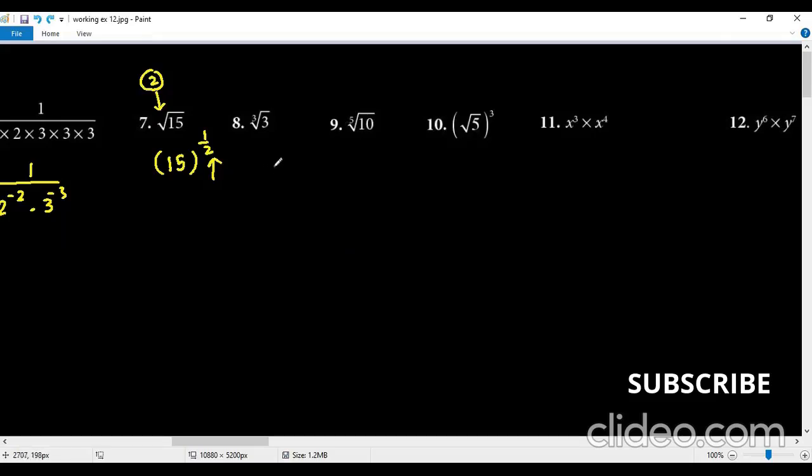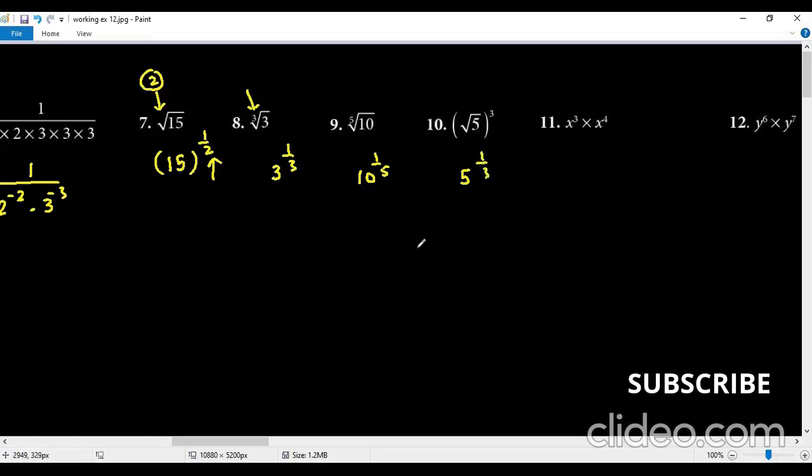Now, when it comes to question number 8, it means 3 to the power 1 over 3. Because 3, you can see here. Understand? If it is 4 or 5 or 6 or 7, it's going to be the denominator of the exponent or the power. Now, question number 9, you will write this way and you get full marks. When it comes to question number 10, it's going to be 5 to the power 1 over 3.